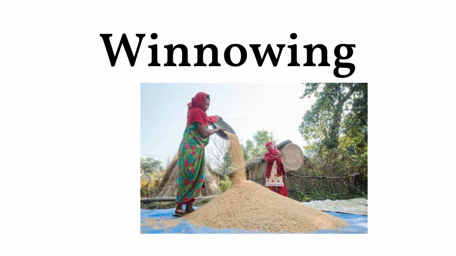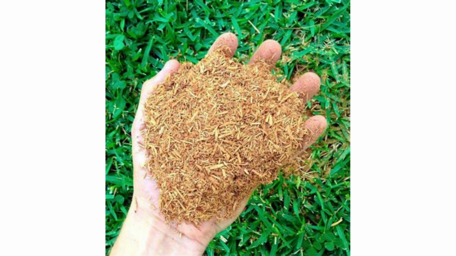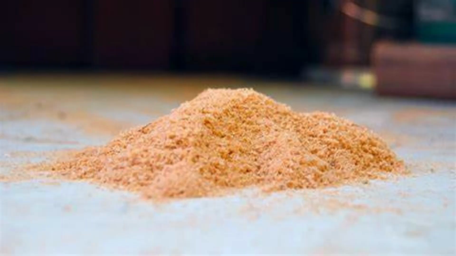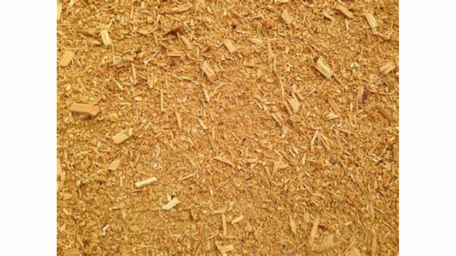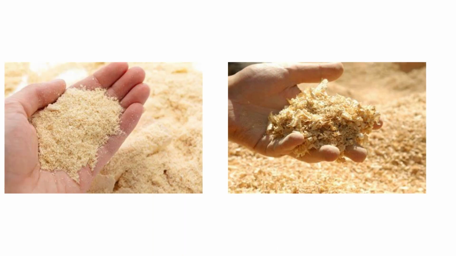Winnowing. Make a mixture of dry sand with sawdust or powdered dry leaves. Keep this mixture on a newspaper. Look at the mixture carefully. Can the two different components be made out easily? Are the sizes of the particles of the two components similar? Would it be possible to separate the components by hand picking?